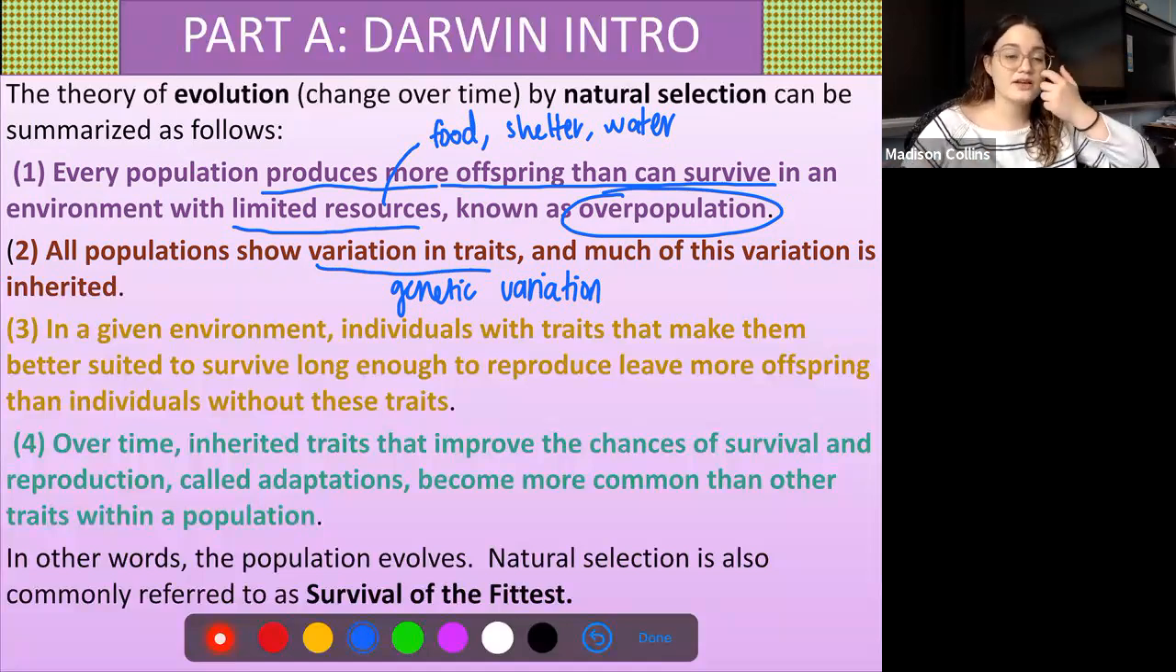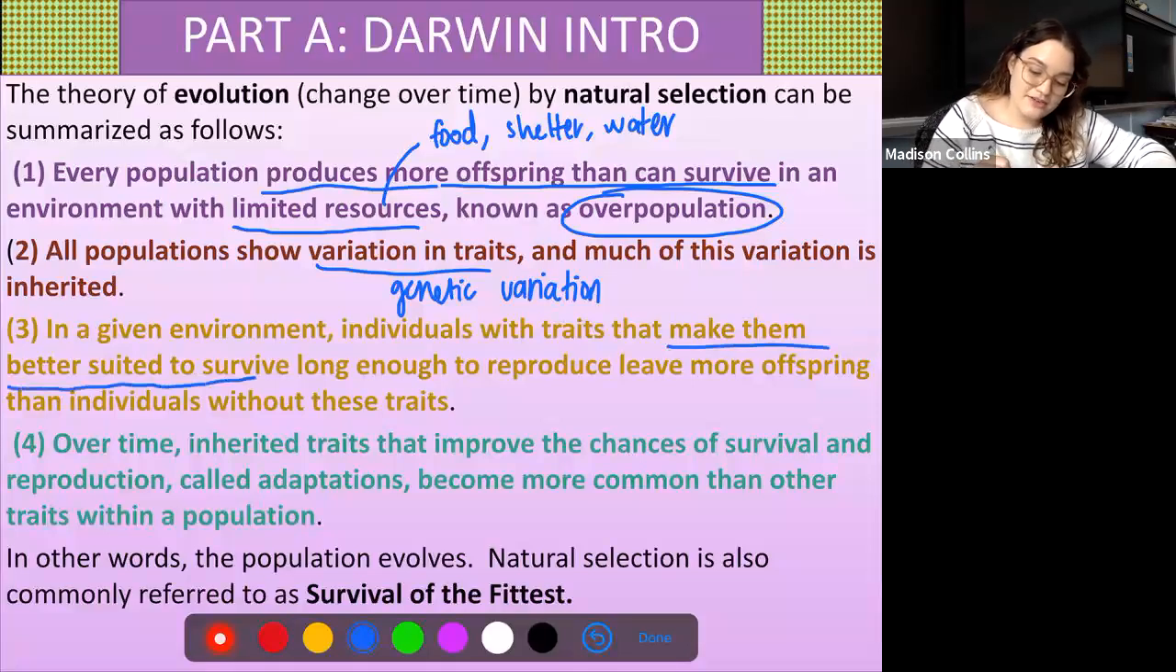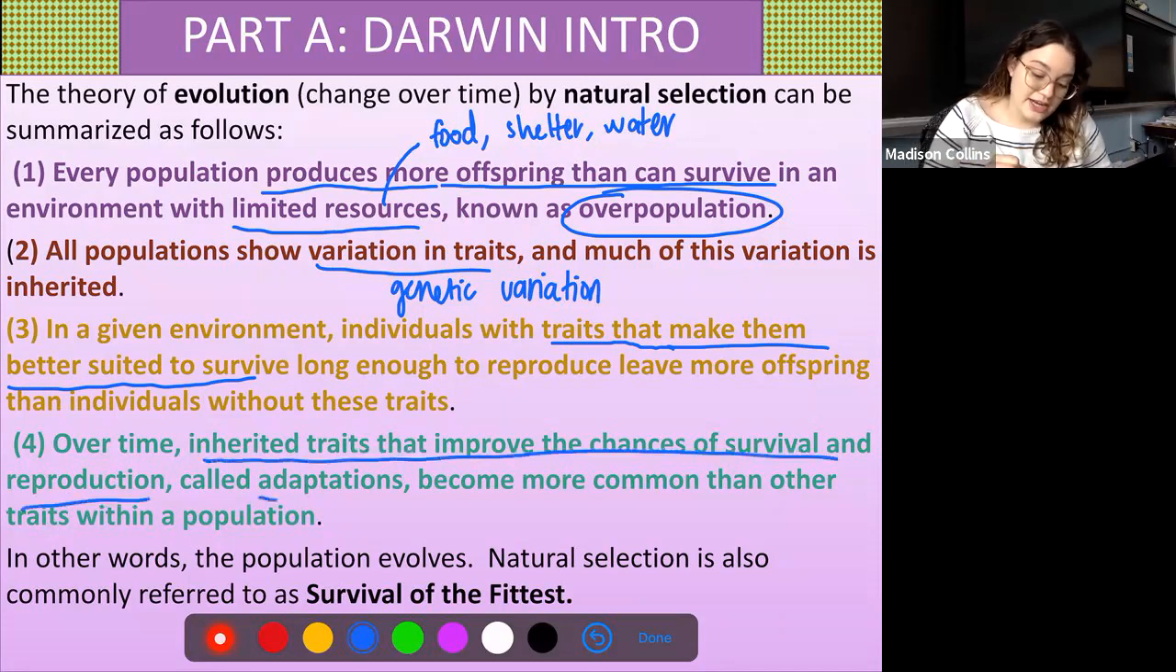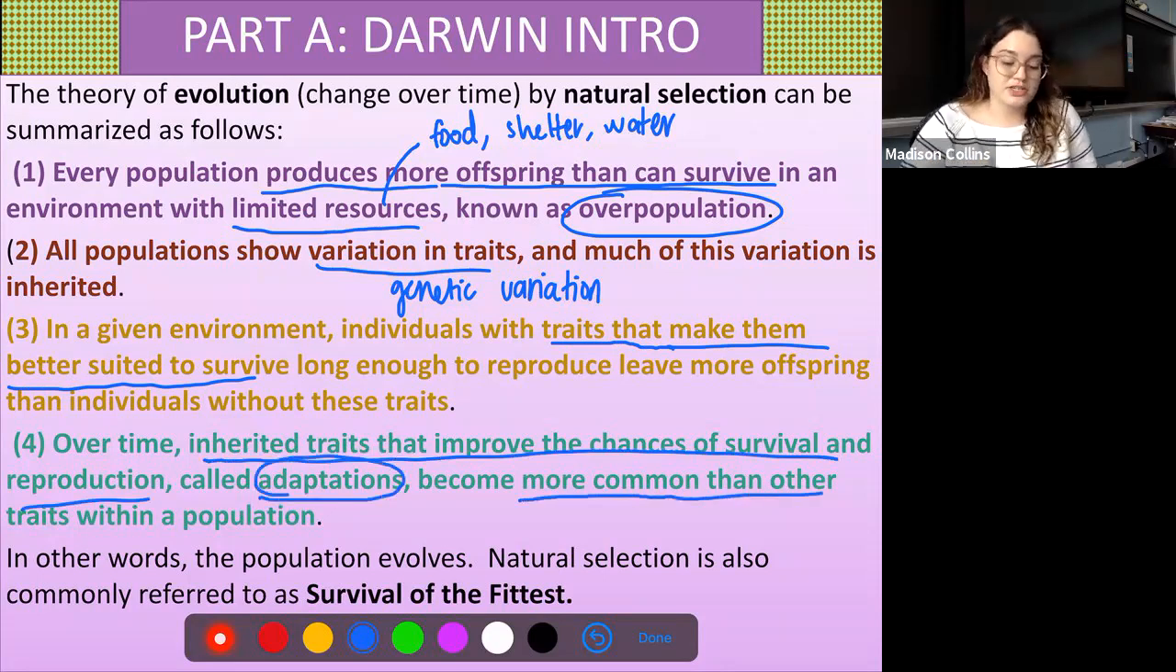and can be passed on to their offspring. Now, in a given environment, individuals with traits that make them better suited to survive long enough to reproduce leave more offspring than individuals without these traits. So we saw in the previous example that the mice with black fur were more likely to survive and pass on that trait to their offspring. Now, over time, those inherited traits that improve the chance of survival and reproduction, called adaptations, become more common than other traits within a population.